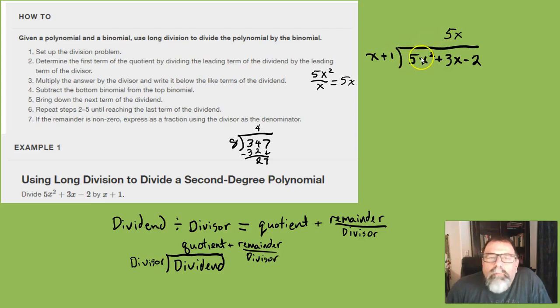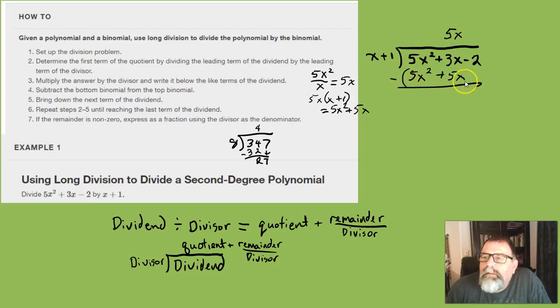So with the modification, we took the first term divided by the first term. 5x squared divided by x is 5x. Write the answer up here. Now multiply 5x times that whole divisor. So 5x times x plus 1 is 5x squared plus 5x, and we're going to write it just beneath this. And now we're going to subtract. But remember, when you subtract, you have to distribute this minus sign. So it's 5x squared minus 5x squared, which is 0. So I'm not going to write anything.